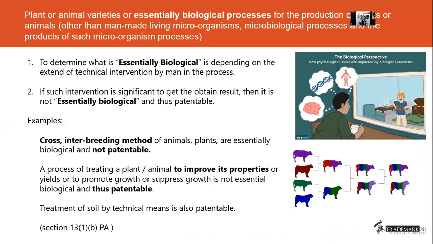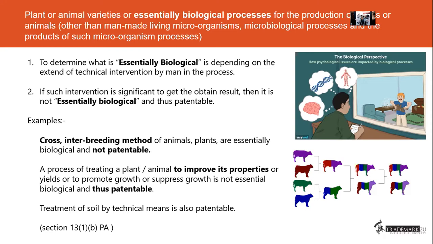To determine what is essentially biological, it depends on the extent of technical intervention by man in the process. If such intervention is significant to get the obtained result, then it is not essentially biological and it is patentable. Let me give you an example. Crossbreeding and interbreeding methods of animals and plants are essentially biological and not patentable.